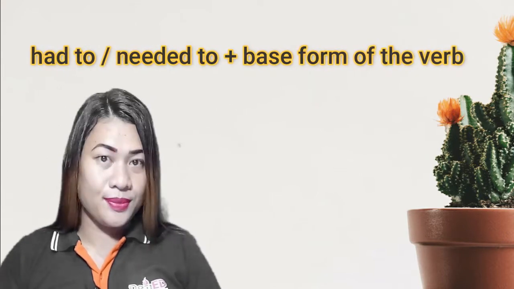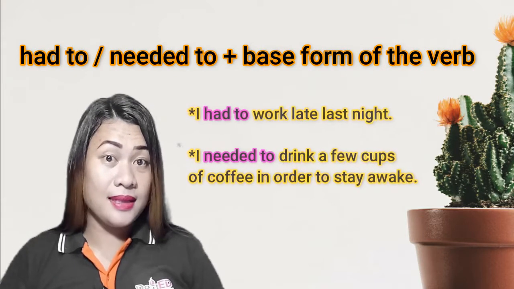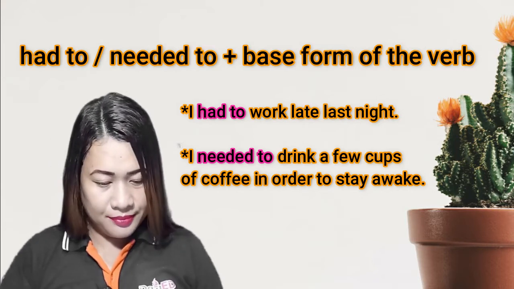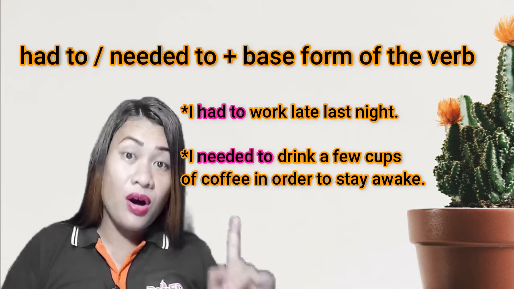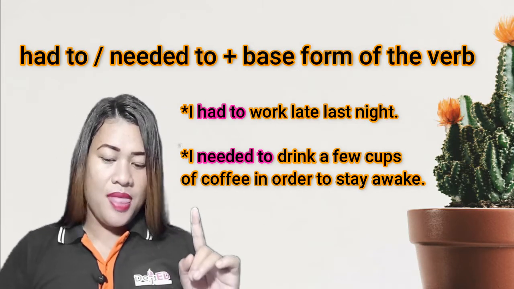If you're going to use this in a past form, you need to have this combination: had to or needed to, plus base form of the verb. Example: I had to work late last night. I needed to drink a few cups of coffee in order to stay awake. Note, have to and need to are often used in the same context, but many times need to is used to express something that is less urgent, something in which you have a choice. It also expresses almost 100% certainty, 100% that you are certain.